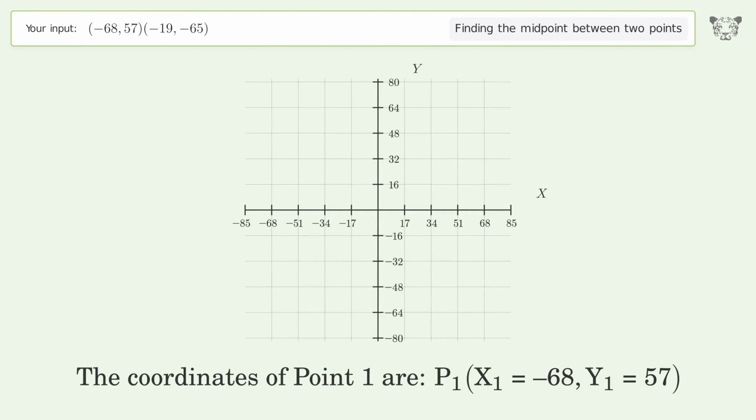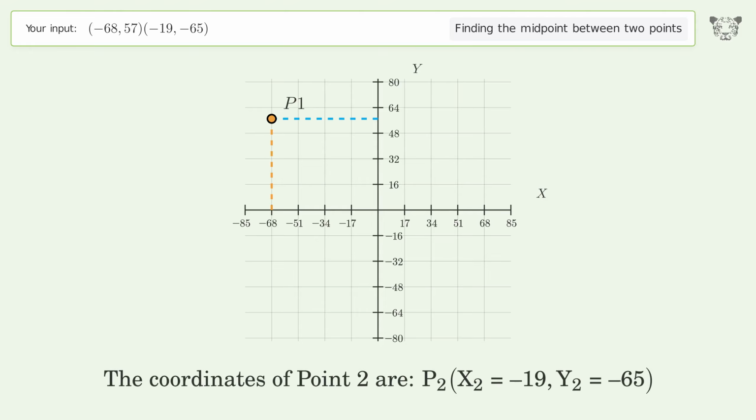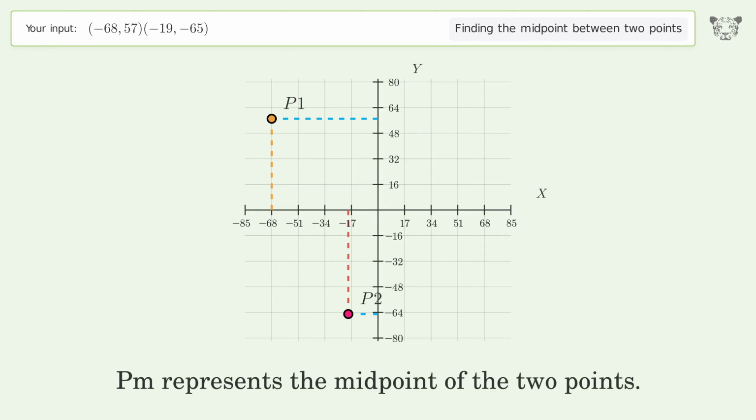The coordinates of point 1 are, x1 equals -68, y1 equals 57. The coordinates of point 2 are, x2 equals -19, y2 equals -65. PM represents the midpoint of the 2 points.